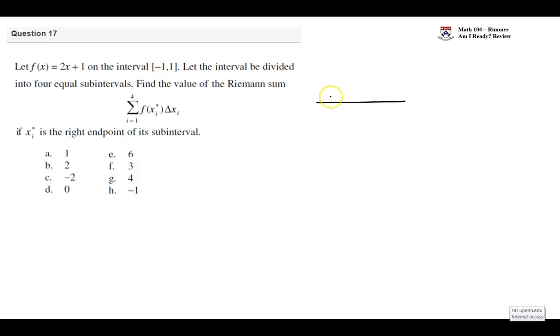We take the interval from -1 to 1 and we chop it into 4 equal subintervals. So right in the middle would be 0, and then in between those guys would be 1/2 and -1/2. Okay, how this works is this function 2x plus 1 is actually an upward sloping line. And we want to find the value of the Riemann sum.